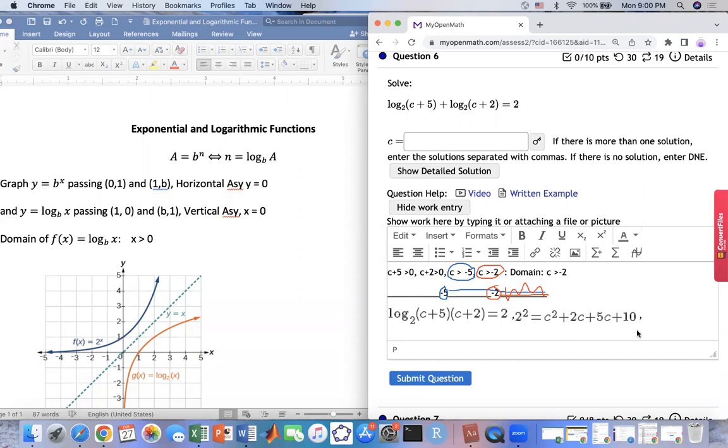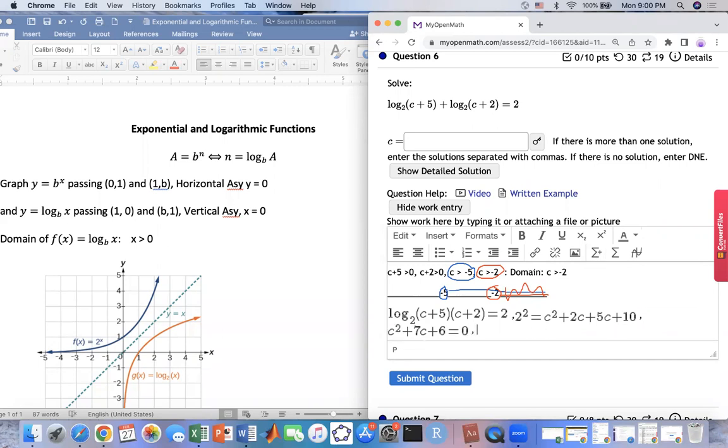Now I can simplify this. This would be c squared plus 7c, and then this 10 here, you see the 4 on the other side. So I subtract 4 from both sides. 10 minus 4 gives plus 6, and this equals 0. Let me put it in a normal way for you to see.